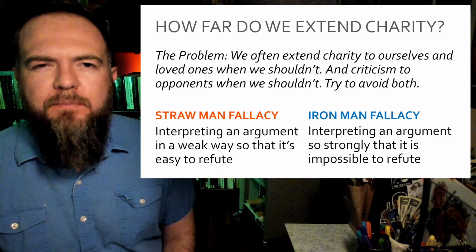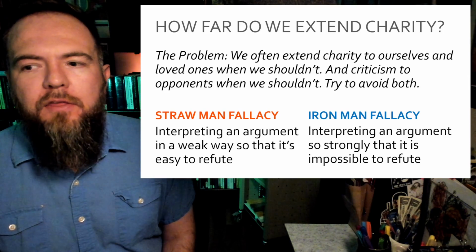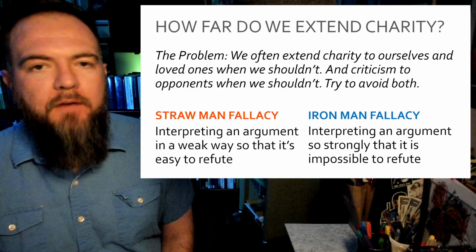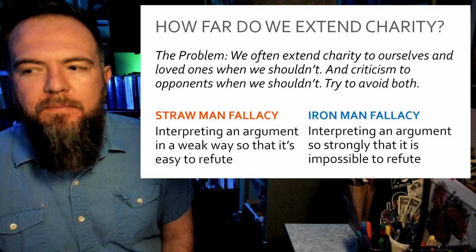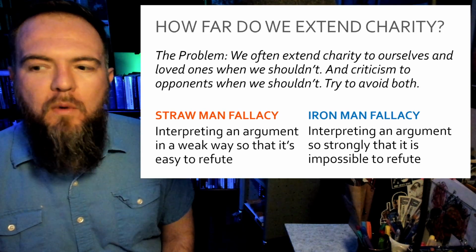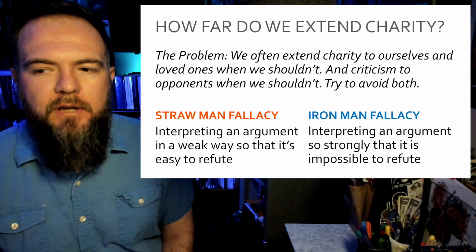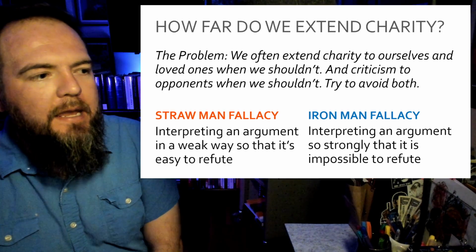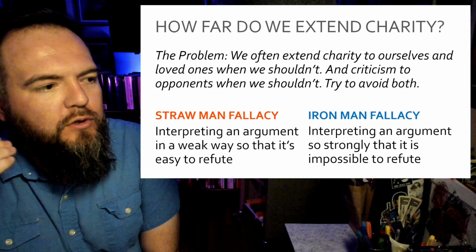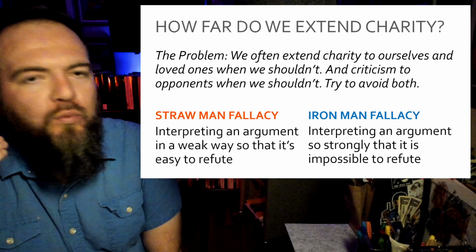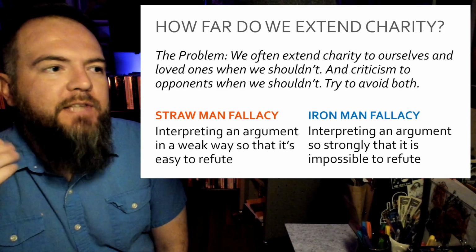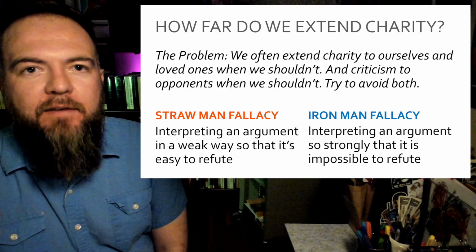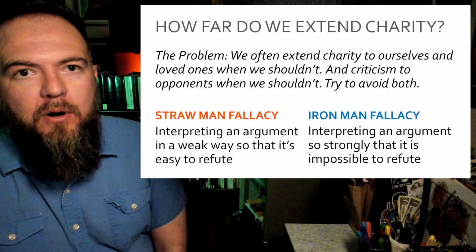But I want to phrase the problem slightly differently here. And the problem as I see it is that we often extend charity to ourselves and to our loved ones, maybe when we shouldn't. And we often extend criticism to opponents, maybe when we shouldn't. And so the warning here is about trying to avoid those two extremes. In the ways that we would basically try to re-explain our own ideas, or in the ways that if our friend was talking to us and it was unclear, we would ask for clarification and let them retry ideas or whatever. We want to, generally speaking, do that to opponents.